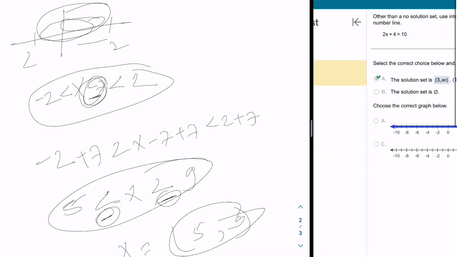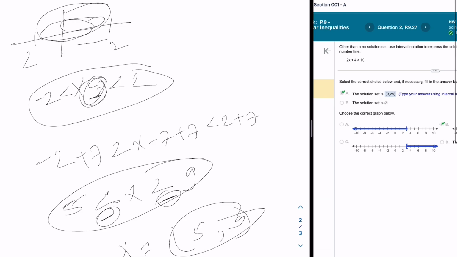Let's move to question number 2. Yeah, the same thing that we just talked about.